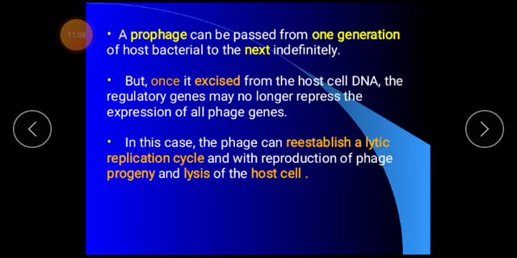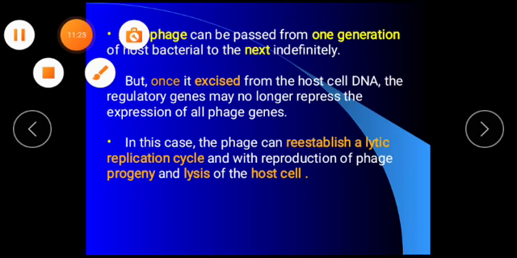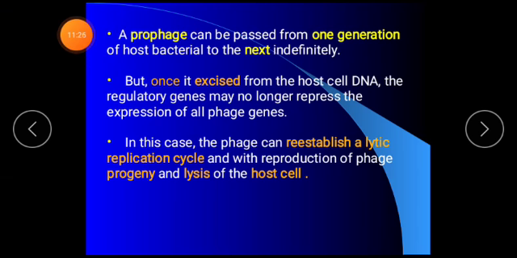Here let us continue on prophage. It can be passed from one generation of host bacteria to the next indefinitely. But once it is excised from the chromosome, the phage can establish a lytic replication cycle, with reproduction of phage progeny and lysis of the host.